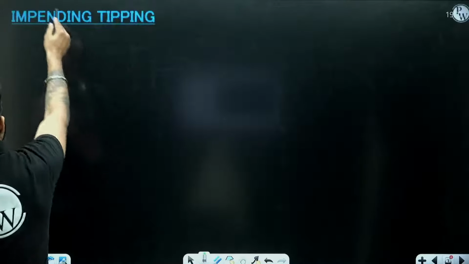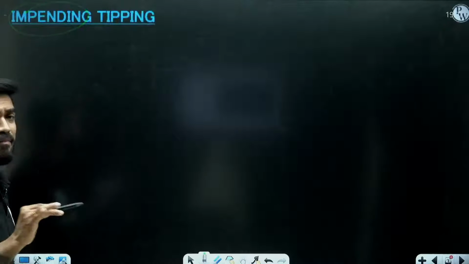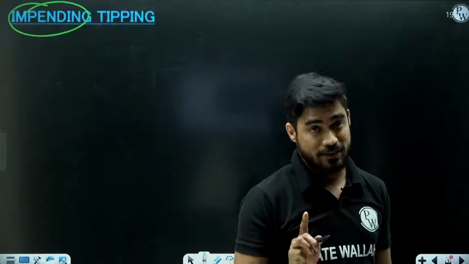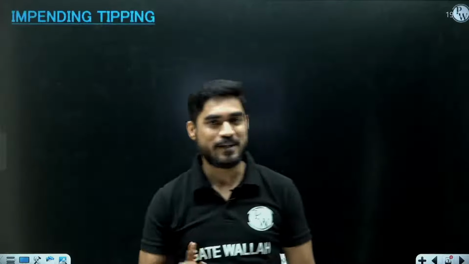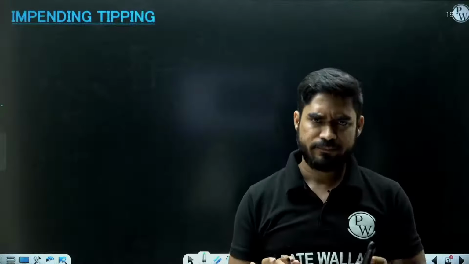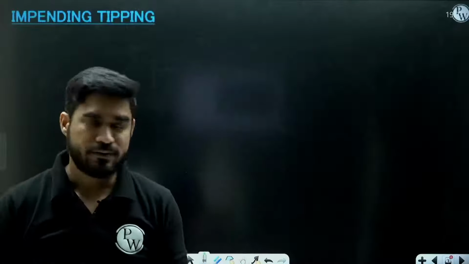What is the difference between these two? First of all, impending means it is about to happen. Why are we using this word impending? Impending means it is just about to happen. It is not actually happening. It is on the verge of happening. Impending slipping means the body is about to slip, and impending tipping means the body is about to tip.